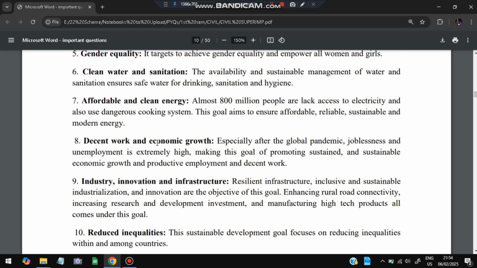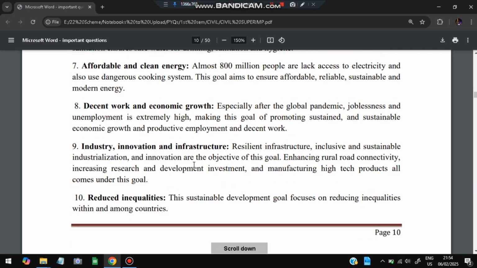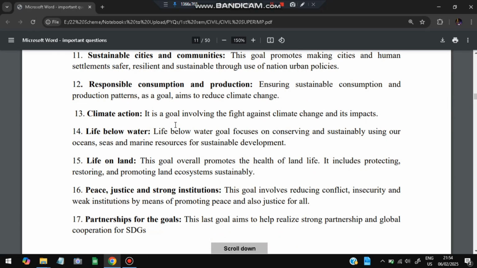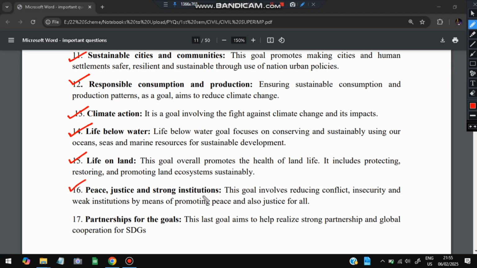Okay, and industry, innovation and infrastructure, that should be developed. Innovation should be encouraged. Reduced inequalities, inequality should be reduced. Sustainable cities and communities should be formed. Responsible consumption and production, there should be accountability as to what is getting consumed and produced. Climate action. Life below water, aquatic life should be conserved sustainably, and life on land should be preserved and conserved sustainably. Peace, justice and strong institutions should be there for all aspects, and partnership for the goals, many people should join and try to achieve the goals.